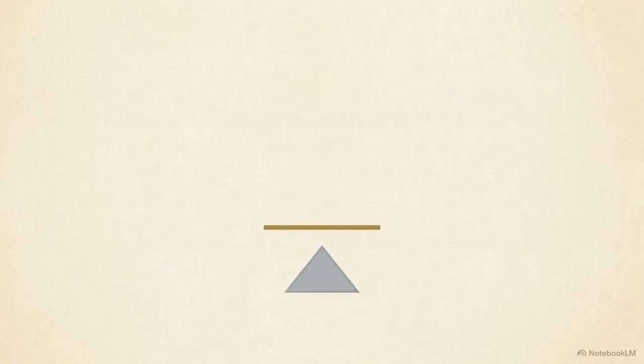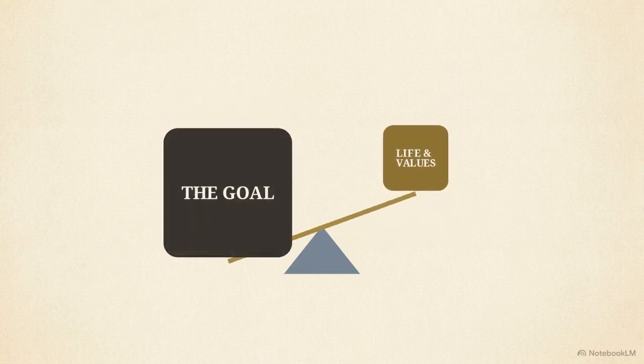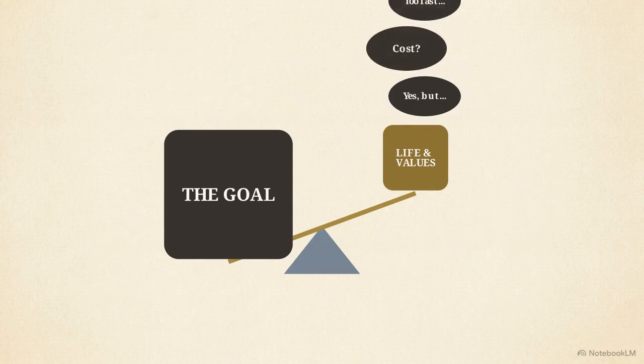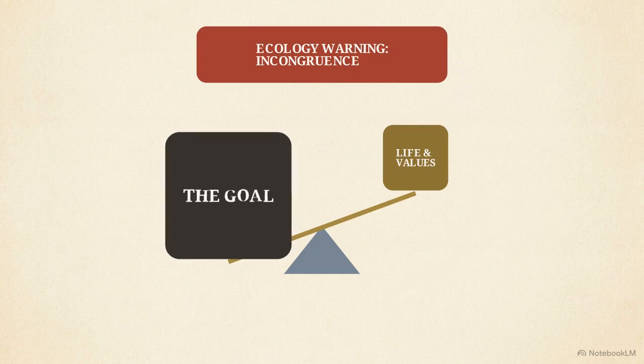Step 3 is the internal ecology check. Every goal disrupts your life. Consider how this objective fits your relationships and core values. Read your goal back and notice any physical hesitation or internal dialogue starting with, yes, but. This feeling of incongruence serves as a data signal, marking a specific conflict in your internal system.